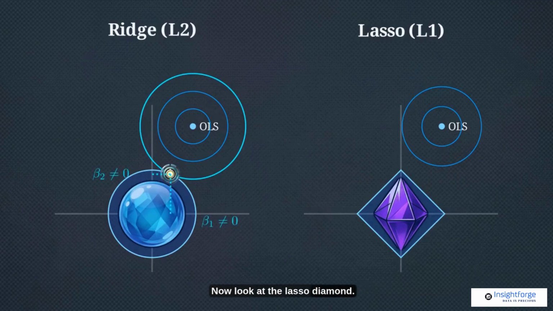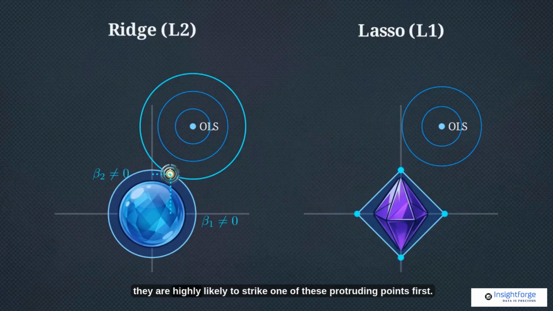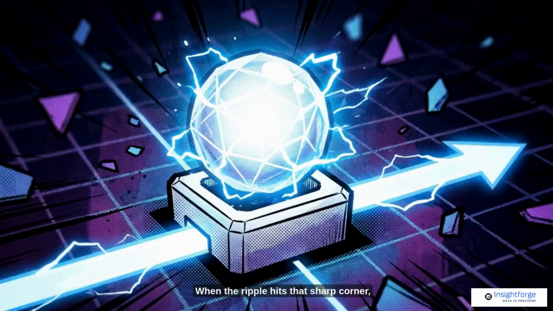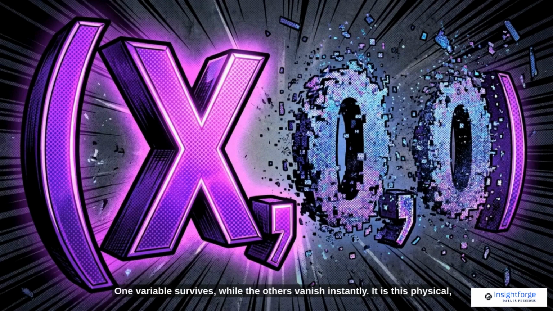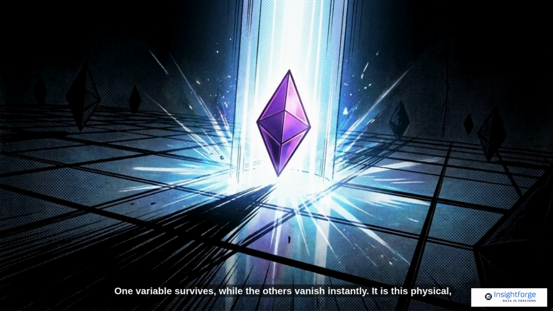Now look at the Lasso diamond. Its sharp corners sit exactly on the axes of the grid. When the error ripples expand, they are highly likely to strike one of these protruding points first. When the ripple hits that sharp corner, the solution locks onto the axis. By definition, any point on an axis means the other coordinates must be 0. One variable survives while the others vanish instantly.